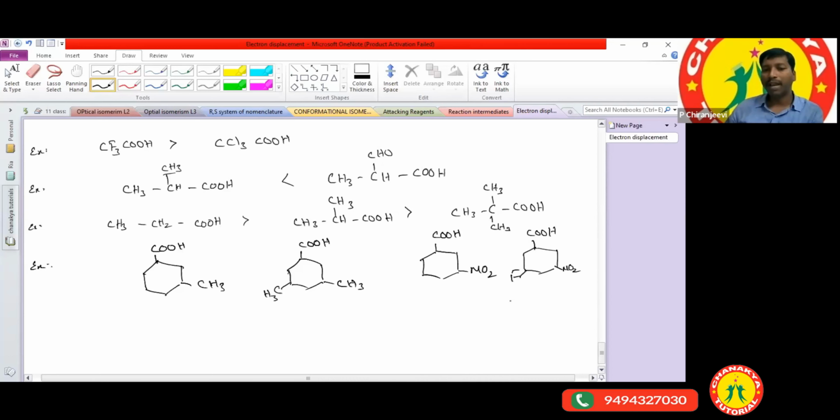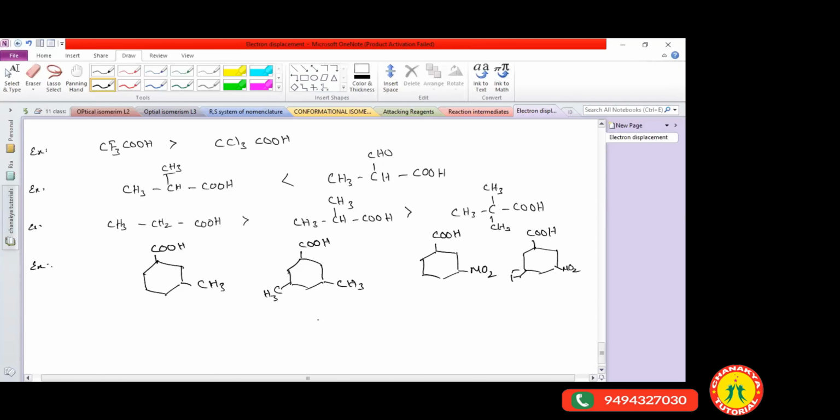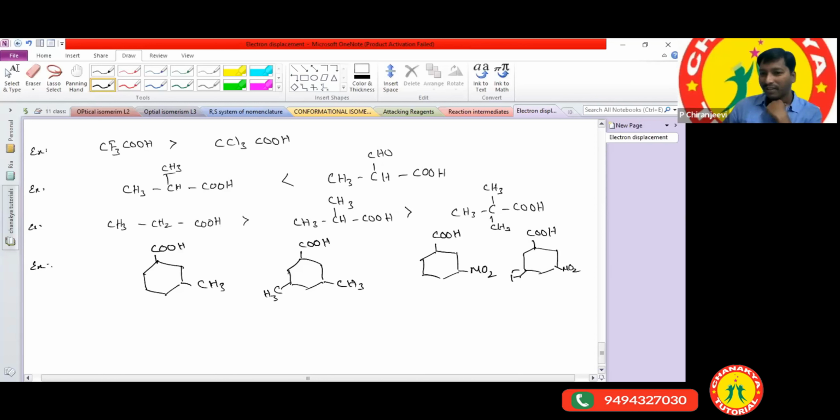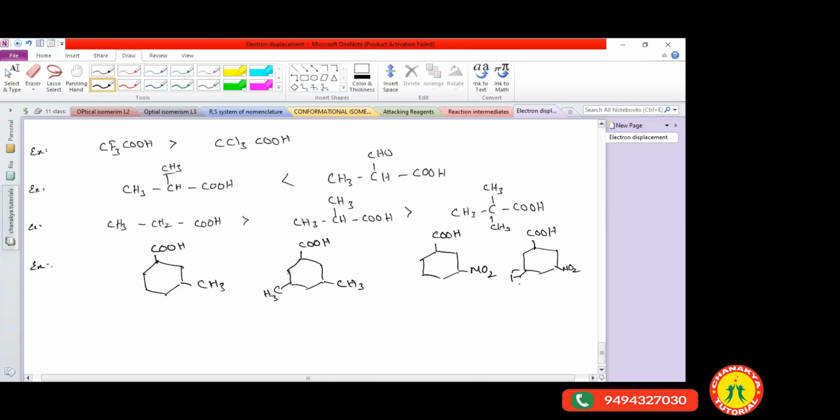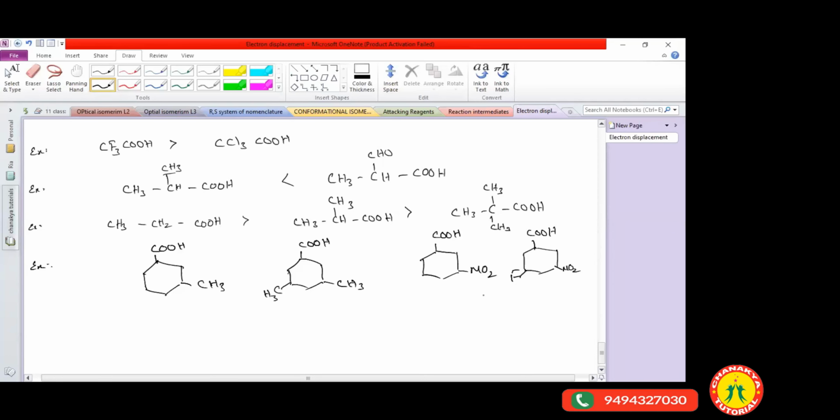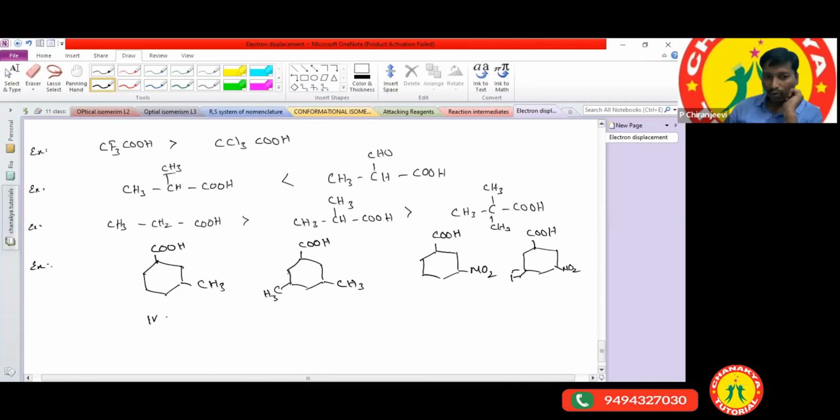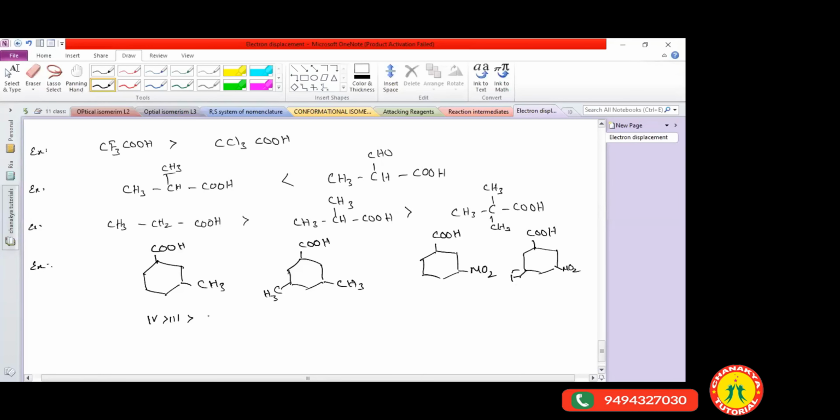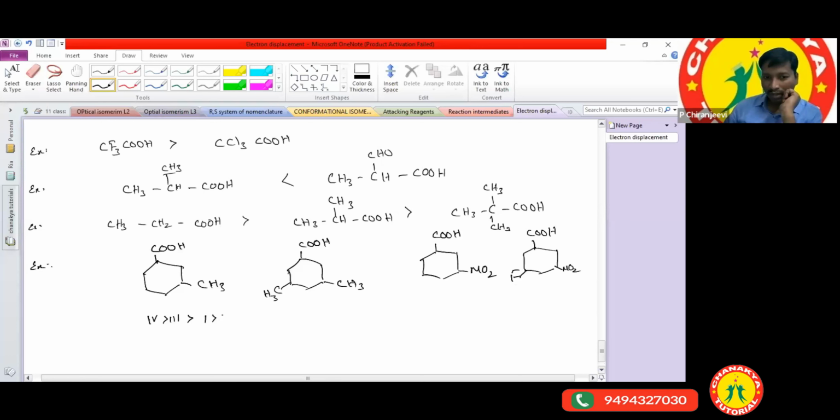Which one is more acidic? I give four structures here. Tanishq, the last one is the most acidic. Why is the last one more acidic, Aditi? Because it has more electron withdrawing groups. Okay, Aditi, can you tell me the decreasing order of the acidic strength? Sir, fourth one, third one, first one, second one.